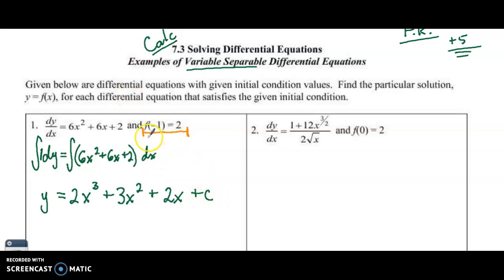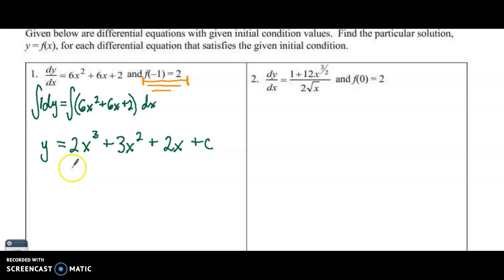And that's why we had this initial condition at the beginning. Because what that says is when x is negative 1, I don't know what c is yet, we get a y value of 2. And so this solidifies an initial condition that means that we can only have one function, because this is a function, that hits this point. So as I do that, you should be able to do this without a calculator.